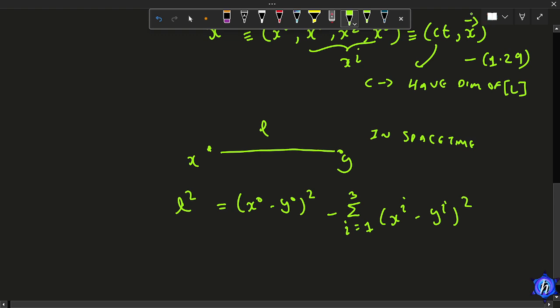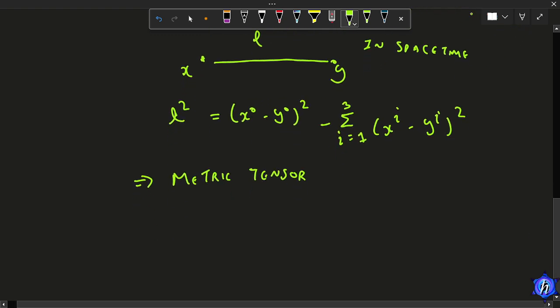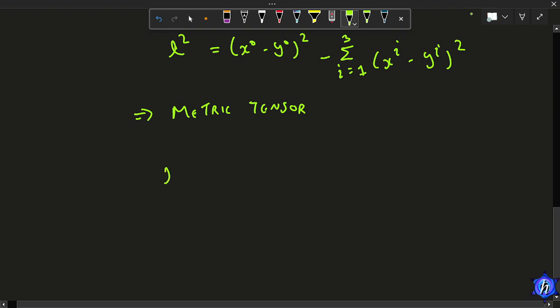But this is not a very compact form. What we can do is write it in a very compact form by defining something called the metric tensor. So we can write L squared equals g mu nu (x mu minus y mu)(x nu minus y nu).